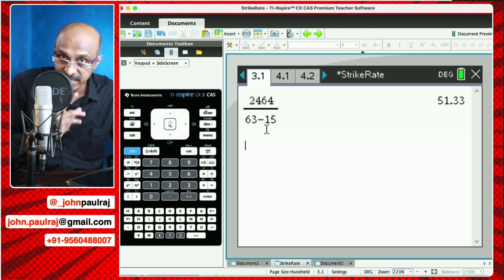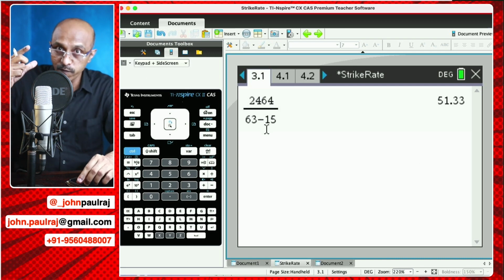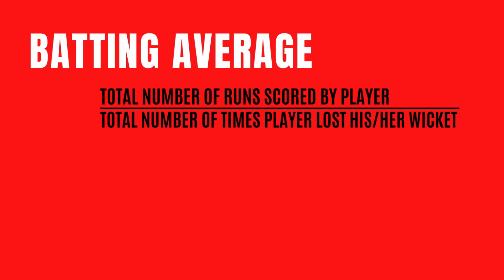Now, in mathematics, a ratio of numbers is a comparison, okay? It's a comparison between the term in the numerator and the term in the denominator. And what do we have here? We have the total number of runs scored by a player divided by the term in the denominator, which represents the total number of times that player got out or lost his or her wicket.